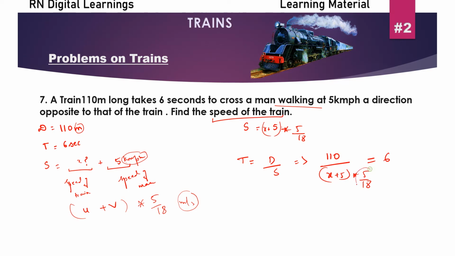So now let's take this to the numerator. 110 into 18 by 5 divided by x plus 5 is equal to 6. Next, take this to this side. 110 into 18 by 5 is equal to 6 into 5 x plus 5. Done.